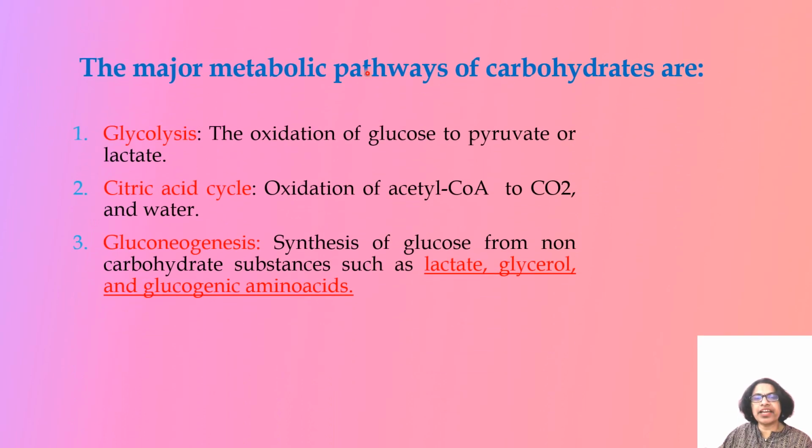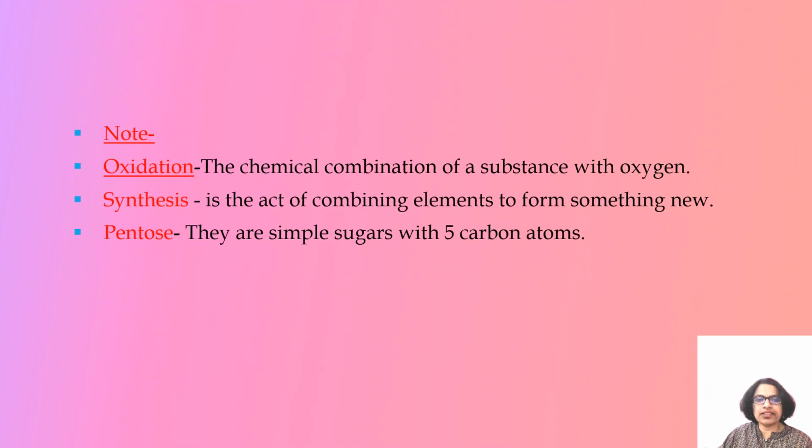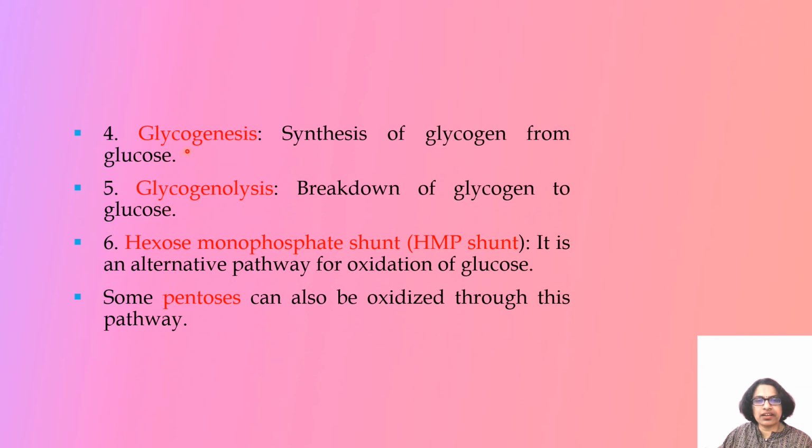Here we can see the major metabolic pathways of carbohydrates are glycolysis, citric acid cycle, gluconeogenesis, and two more: glycogenesis, glycogenolysis, and the hexose monophosphate shunt.